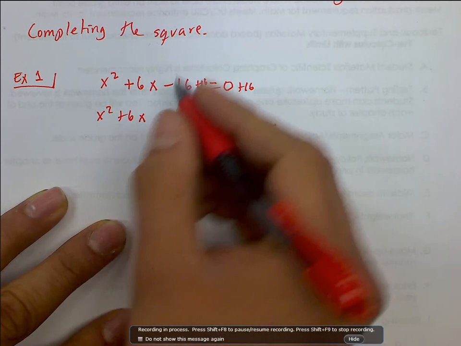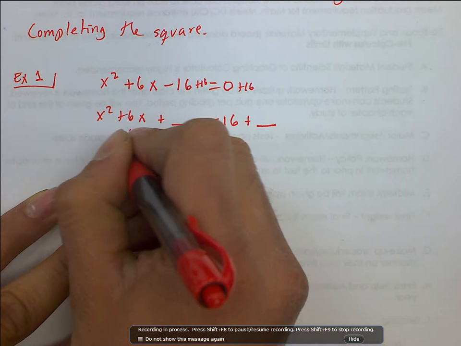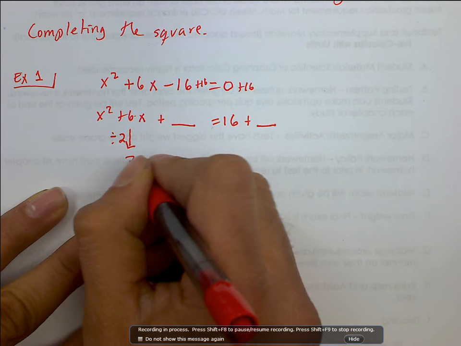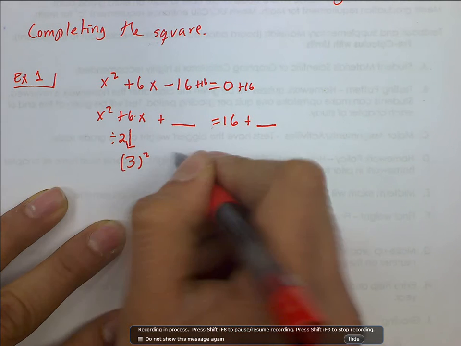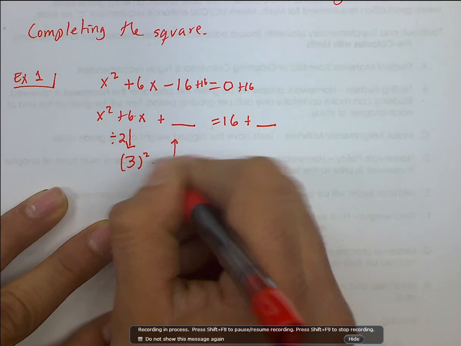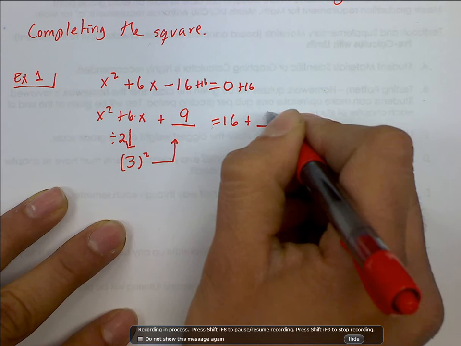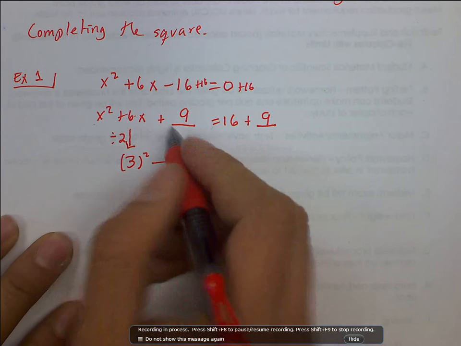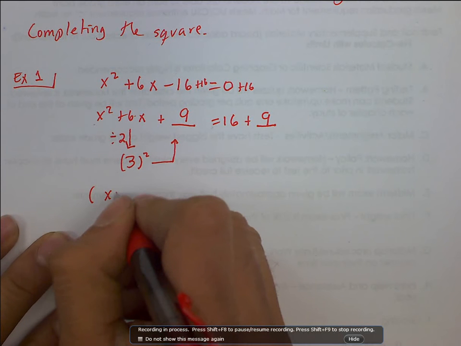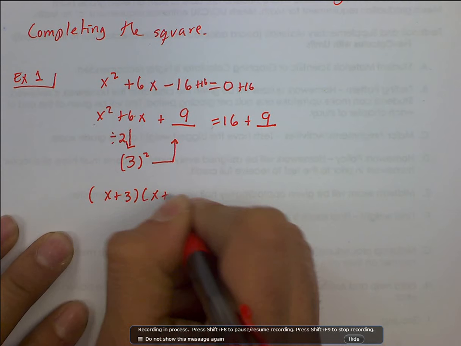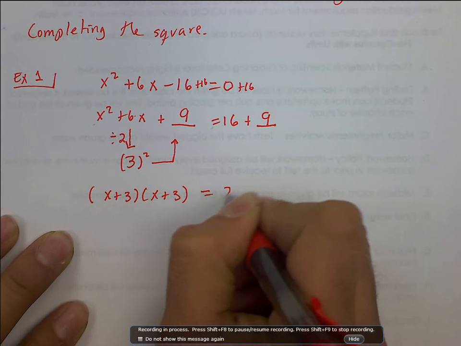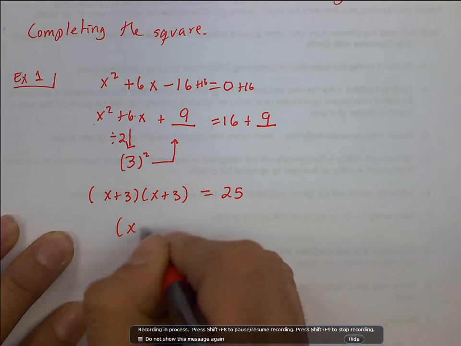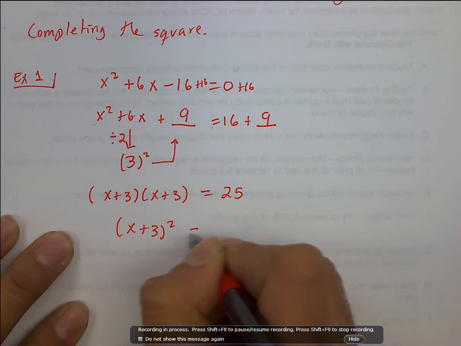So the way you do this is you take the middle term, you divide it by 2, so 6 divided by 2, you get 3, and then you square that. 3 squared is 9, and you add it here and also here. So now this is a perfect square, and you can factor it as x plus 3 times x plus 3, and that is equal to 25. But since it's a perfect square, you can just write it as x plus 3 squared equal to 25.